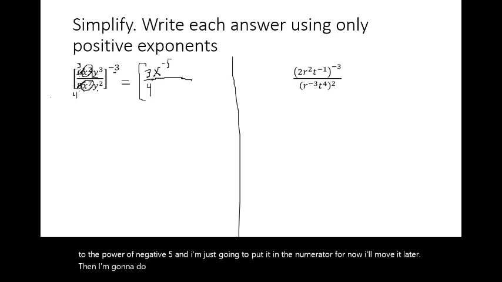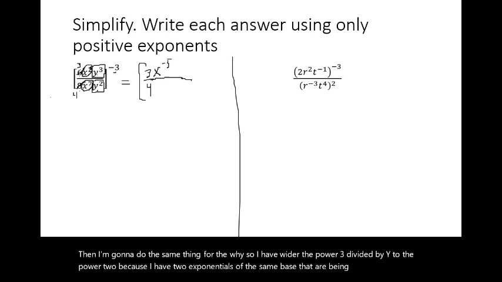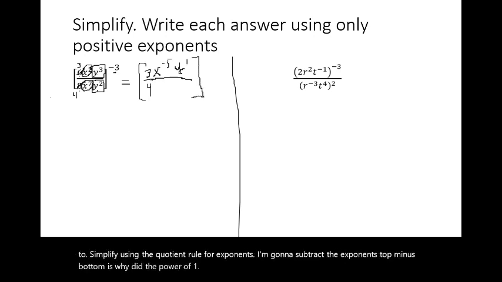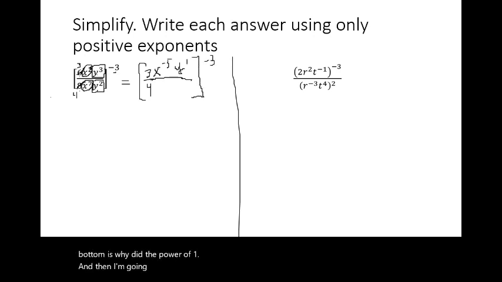So I have y to the power 3 divided by y to the power 2. Because I have two exponentials of the same base that are being divided, I am going to simplify using the quotient rule for exponents. So I'm going to subtract the exponents. Top minus bottom is y to the power of 1. And then I'm going to raise that all to the outside power, negative 3.